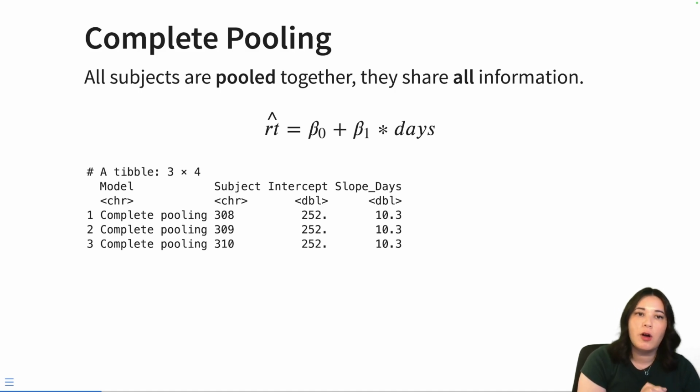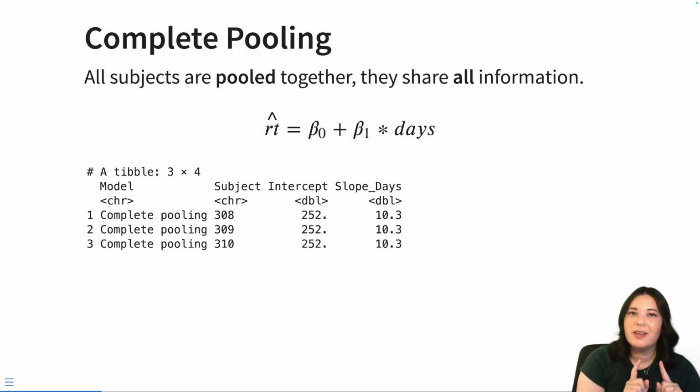This is essentially where all subjects are pooled together and they share all of their information. Essentially, we're ignoring that different observations come from different participants. So all we're doing is a basic linear regression that models reaction time based on an intercept and some coefficient, which tells us how days of sleep deprivation affects their reaction time.